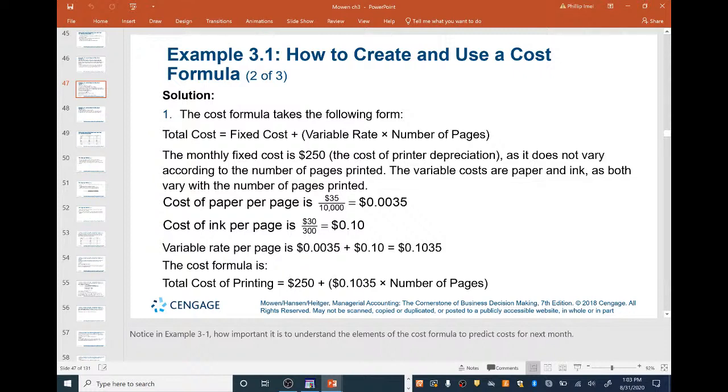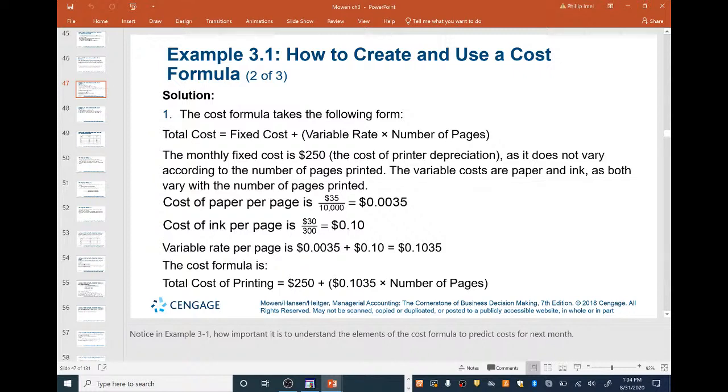The variable costs are going to be the paper and the ink, right? Because that's going to vary based upon the amount we print. We need to account for the cost of the paper and the ink, because when you print a document out, it's going to consume both ink and paper, right? So that's our variable cost.